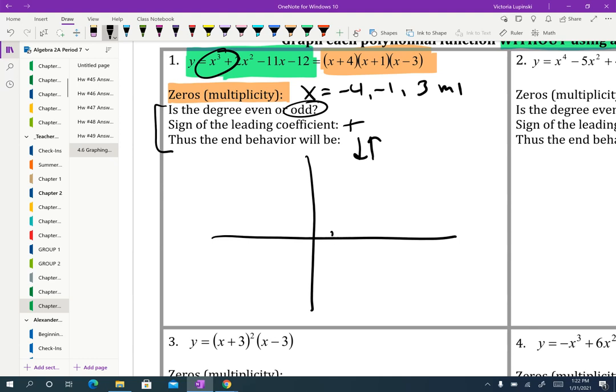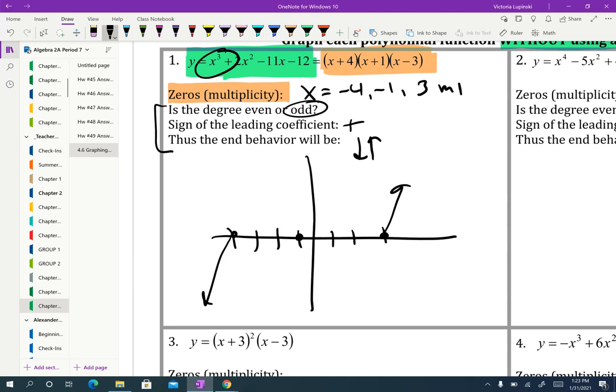You're going to go ahead and denote all of the x-intercepts. So 3, -1, and -4. Because of the fact that the end behavior is down up, that means that you are going to start facing down and you are going to end facing up.